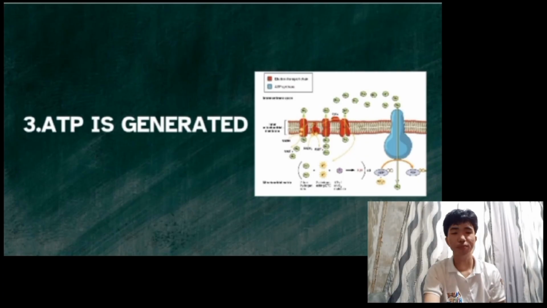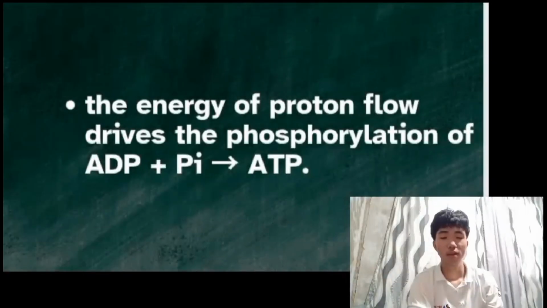Next, ATP is generated. This shows how ATP is generated in the mitochondria. Protons flow through ATP synthase, which acts like a turbine, converting ADP into ATP, the cell's energy currency.